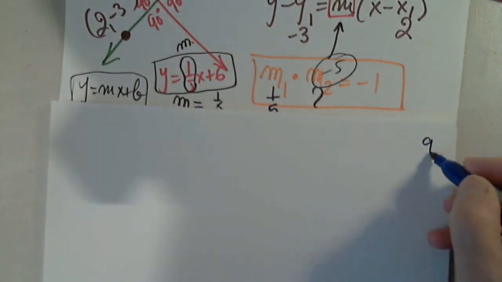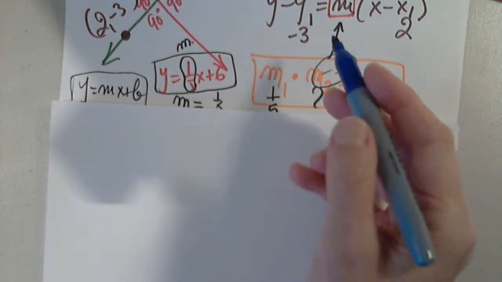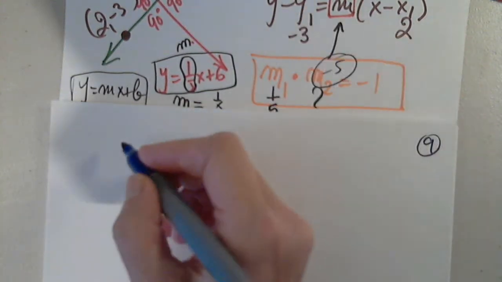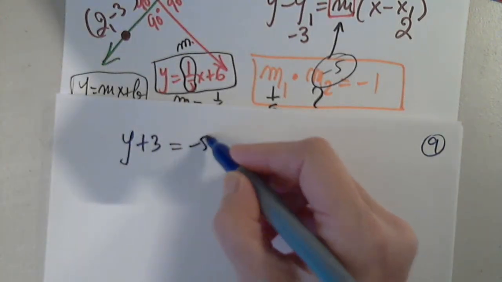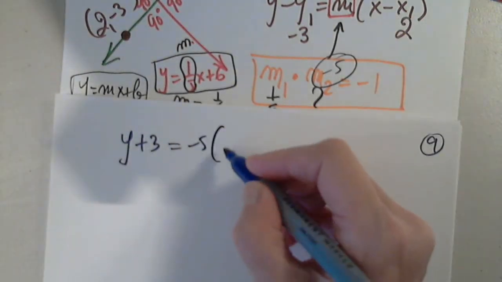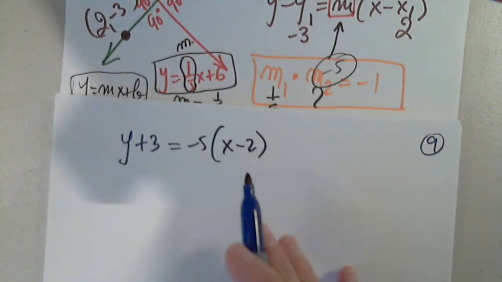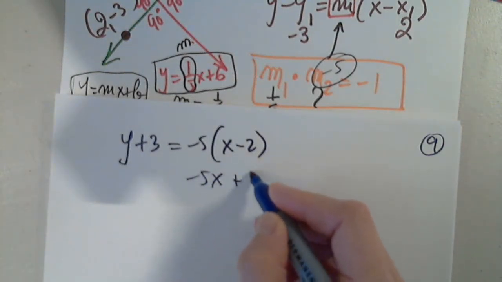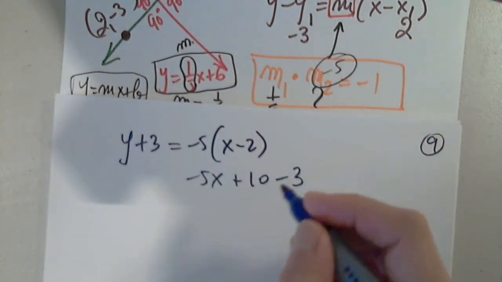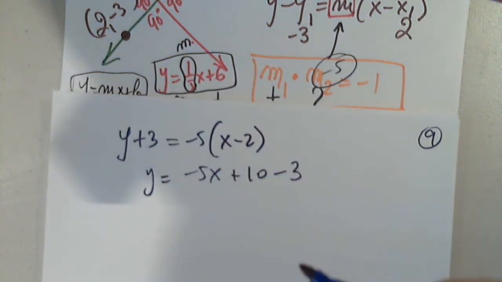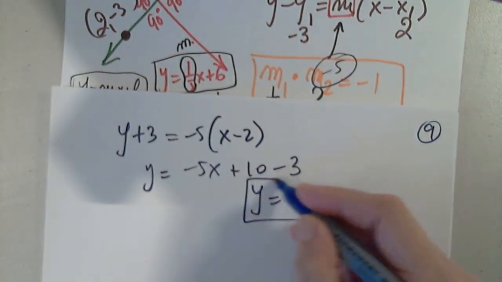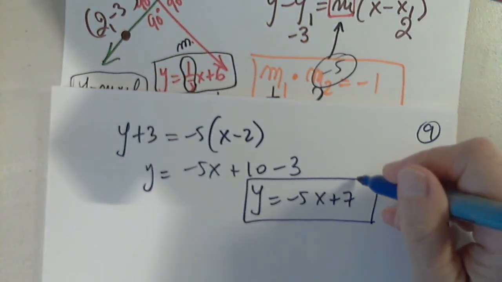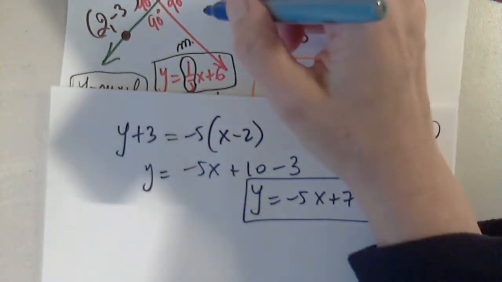So let's finish it up. So I have y minus -3. I did that intentionally so I don't have to use nested parentheses. Equals -5 times (x minus 2) in parentheses. I distribute: -5x plus 10 and subtract 3. Finally, y equals -5x plus 7. What does this represent? It is the equation of this line.